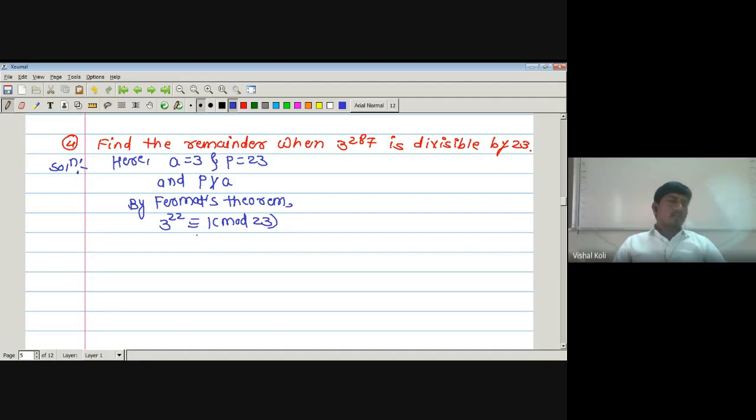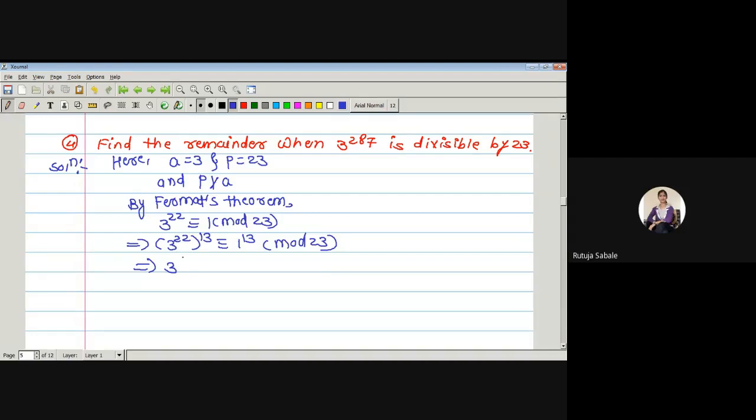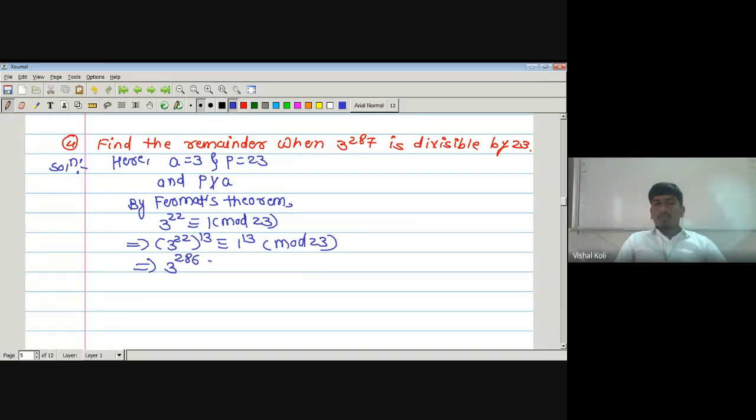Now next, we have to choose the value of k such that 3 to the power 22 to the power 13, k equal to 13, which implies 3 to the power 22 to the power 13 is congruent to 1 to the power 13 modulo 23. Now 3 to the power 22 into 13 will be 286. 286 congruent to 1 modulo 23.